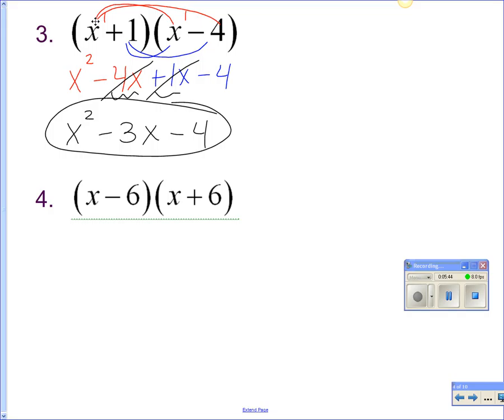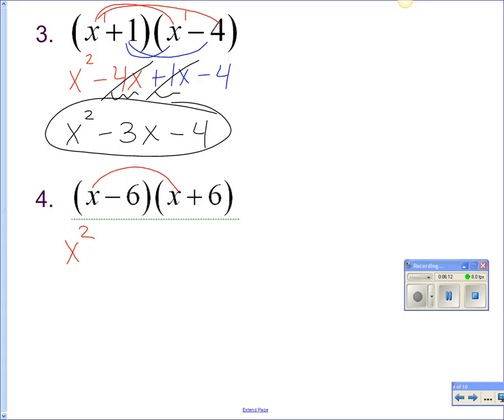Number 4. I like them. (x - 6)(x + 6). All right. Devin, help me with the top lobster claw. What am I multiplying x by first? And what's x times x? Good. So that's my first lobster claw.